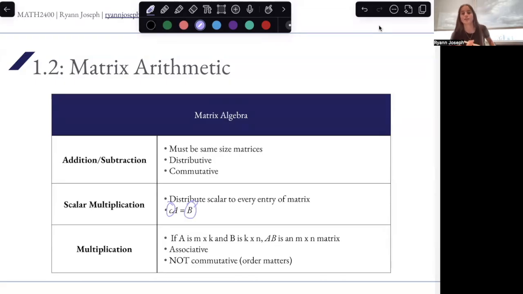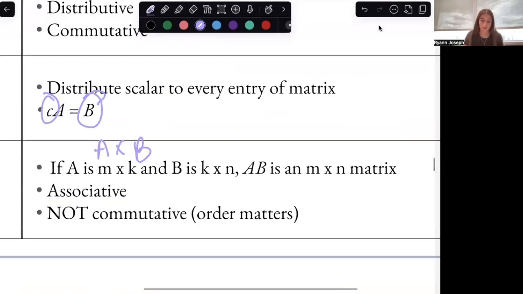But let's discuss the properties of matrix multiplication. So we are talking about multiplying, let's say, A times B. A times B is only defined when we have this property. So zooming in a bit, if A is an M by K, so M rows, K columns, and B is a K by N, so K rows, N columns, AB, the product, is an M by N matrix.